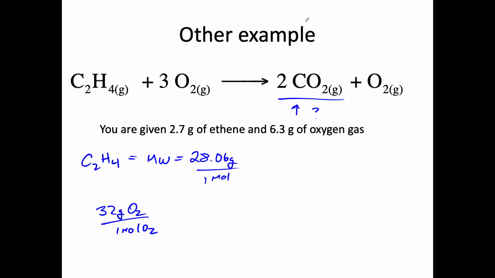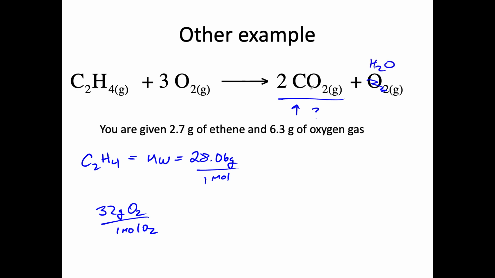So let's rewrite the reaction up here. C2H4 plus 3O2 yields 2CO2 plus 2H2O. I believe that's correct. Yeah, this is going to have to be H2O.